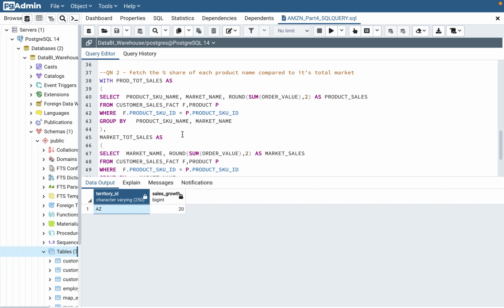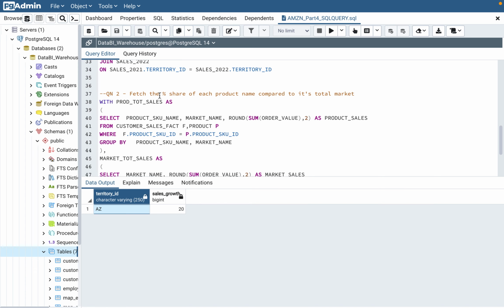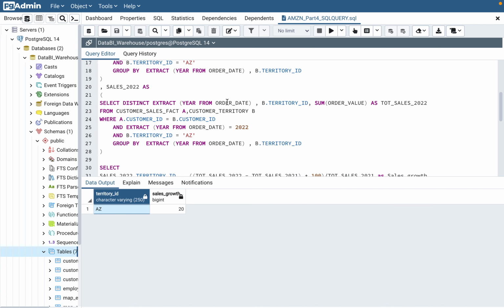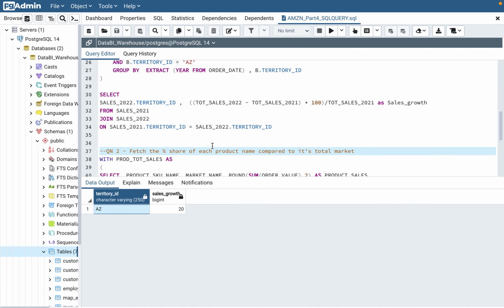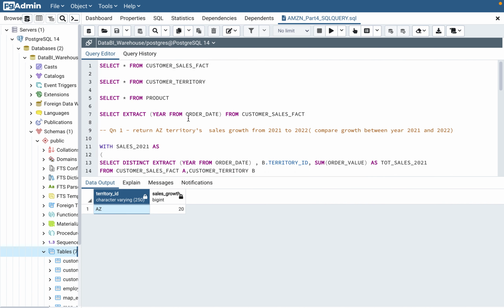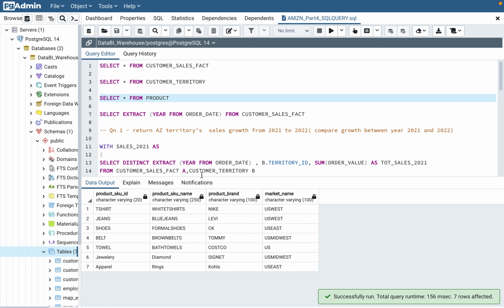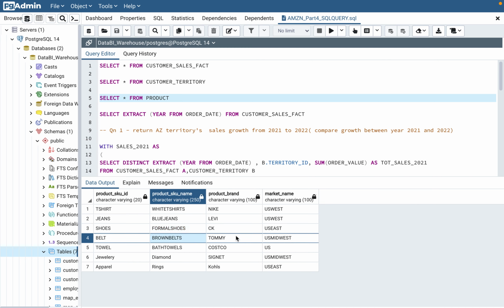So let's move on to the second question. In the second question, what it is telling is: fetch the percentage share of each product name compared to its total market. So let's look at the product table. If you see each of the products, there is a name, white shirts, blue jeans, and then it has a market.